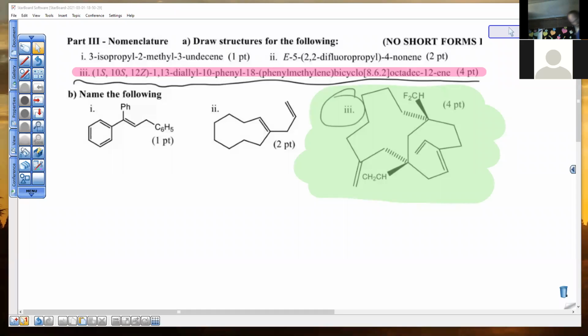Gonna try this problem from an old exam. Is this the fall 20 exam? Don't worry, I'm coming back. I'm just moving my chair out of the way here. I believe so. Okay. Fall 20, part 3, and then this is a nomenclature part clearly.